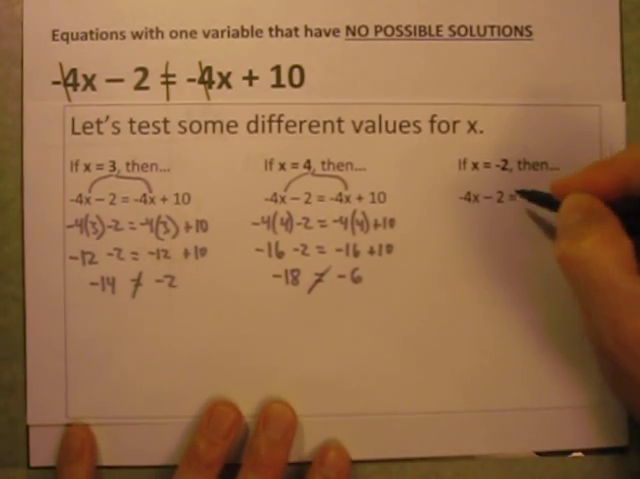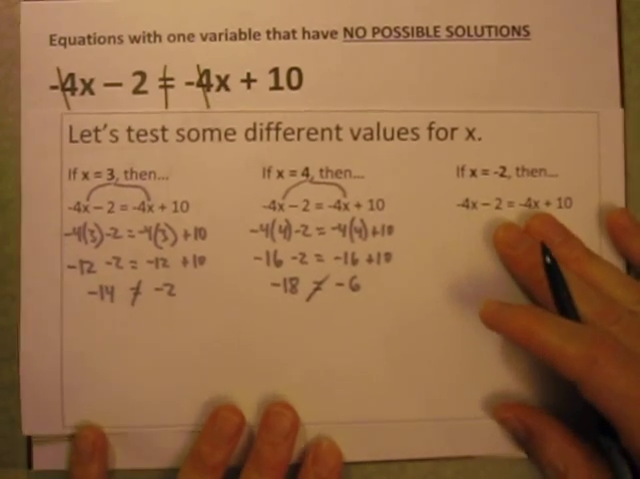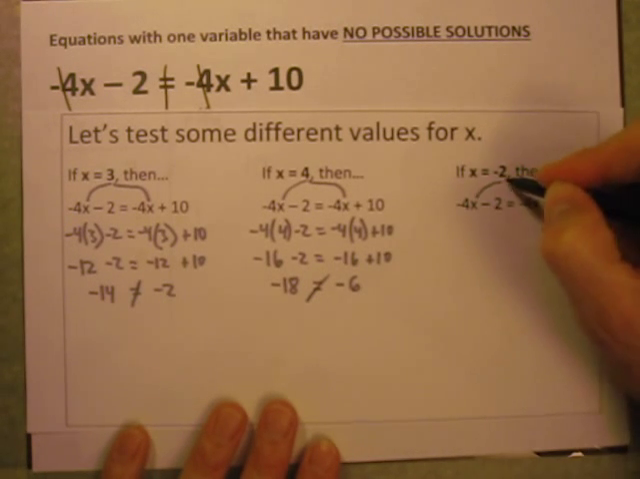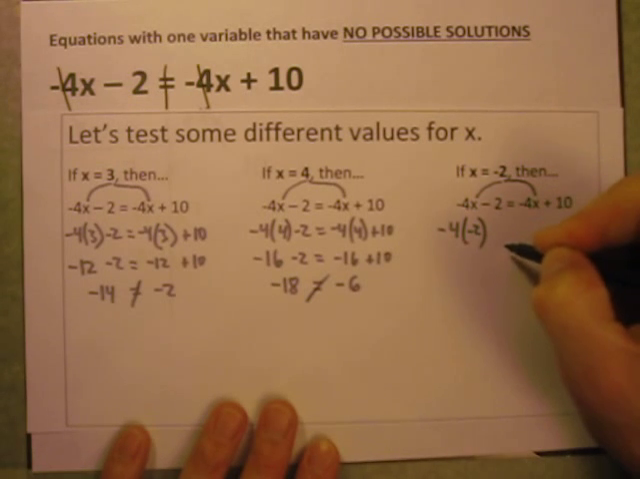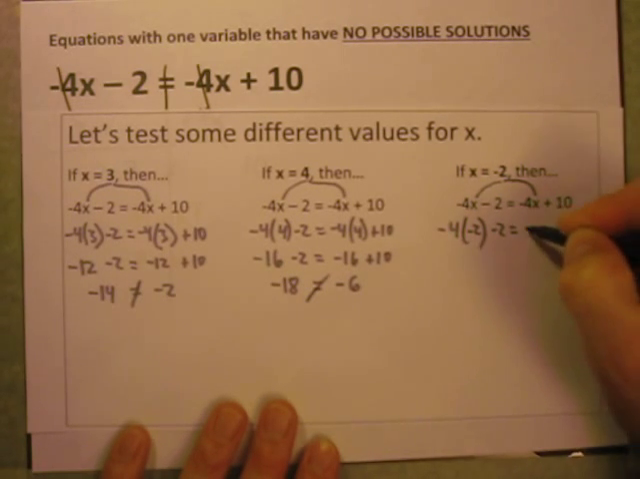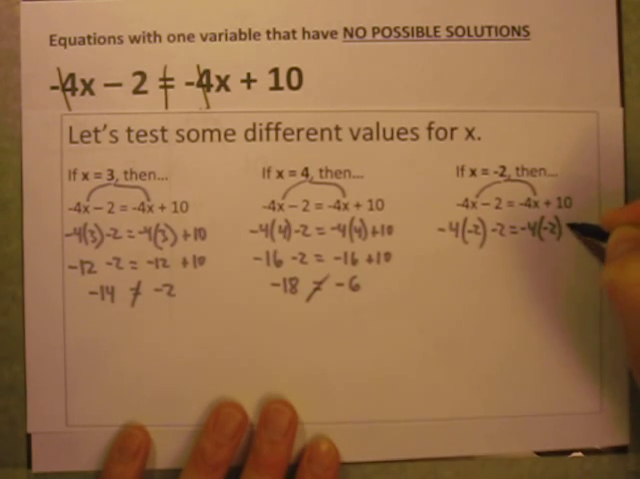Negative numbers. Maybe this one will work. Let's put negative 2 in for x wherever it appears, and I've got negative 4 times negative 2 minus 2, and negative 4 times negative 2 plus 10.